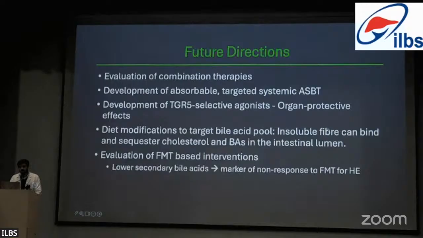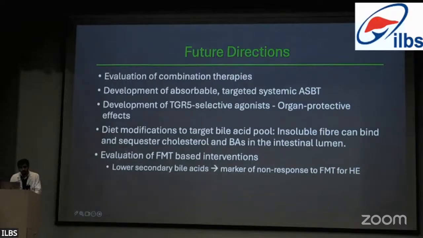So future directions: we need to evaluate combination therapies in this group of patients, and we need to develop absorbable targeted systemic ASBT inhibitors, which can also target the renal ASBT receptors. We require development of TGR5 selective agonists, which can help in organ protective effects. Diet modification is also an area which needs to be looked at, because studies have shown that insoluble fiber can bind and sequester cholesterol and the bile acids in the intestinal lumen. Further, evaluation of FMT as an intervention needs to be assessed.